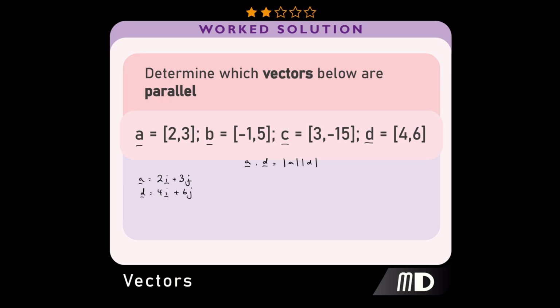First, let's multiply vector A with vector D. A dot D is equal to 2 multiplied by 4, which is the product of their i components, plus 3 multiplied by 6, which is the product of their j components, and that's equal to 8 plus 18, which is equal to 26.